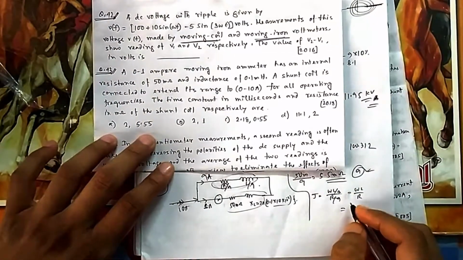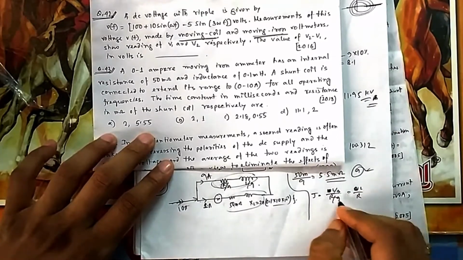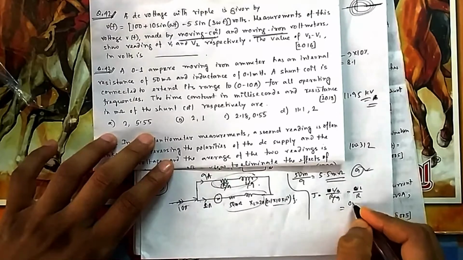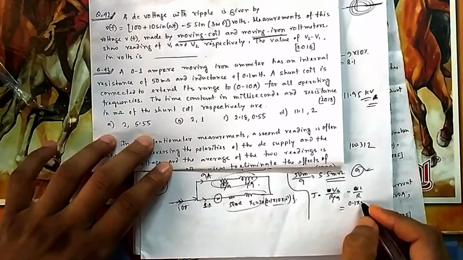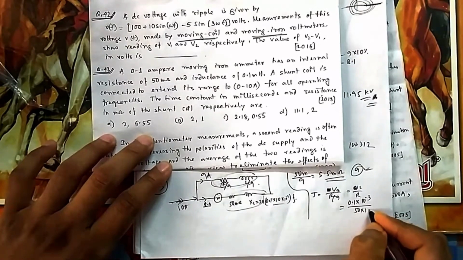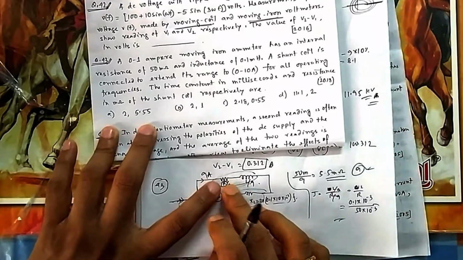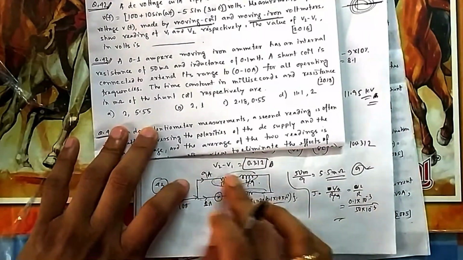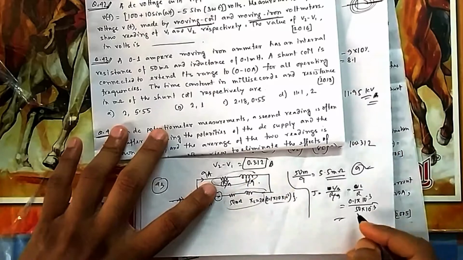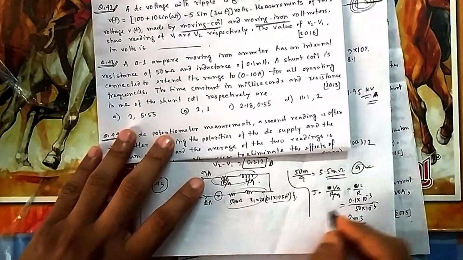So you put it there. If you put it there, then the time constant is L by R, no omega. So what is L? L is 0.1 into 10 to the power minus 3 divided by R, which is equal to 50 milli. And here, both will be divided by 0.99. If they ask you what will be the L of this shunt coil, it will also be divided by 9. So if you solve it, you will find it is 2 milliseconds. So that's why it is option A.